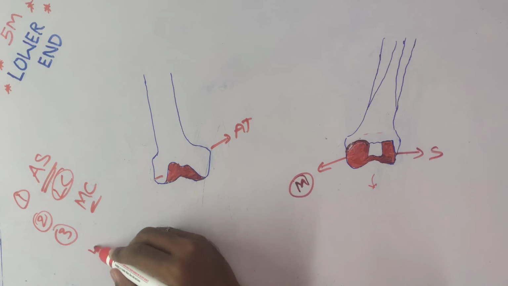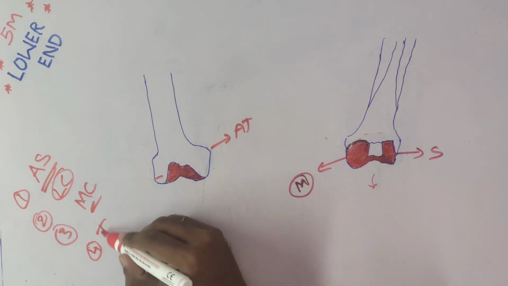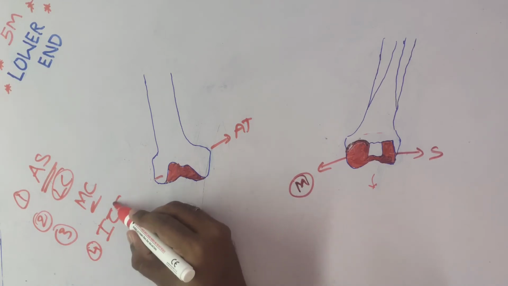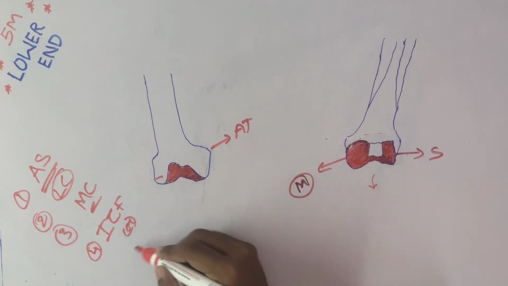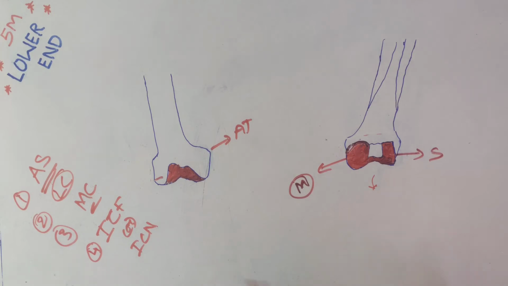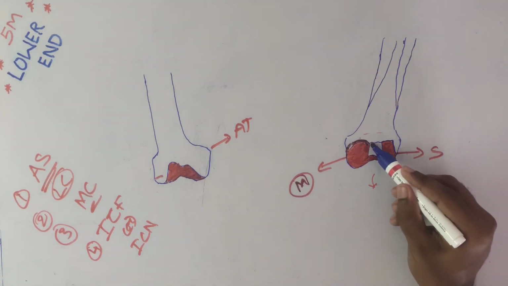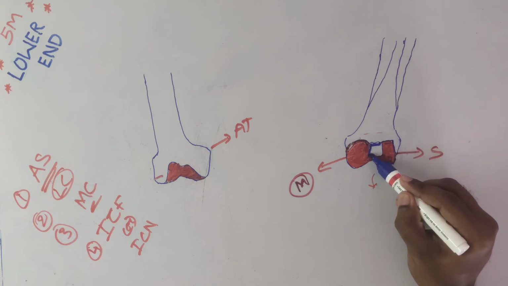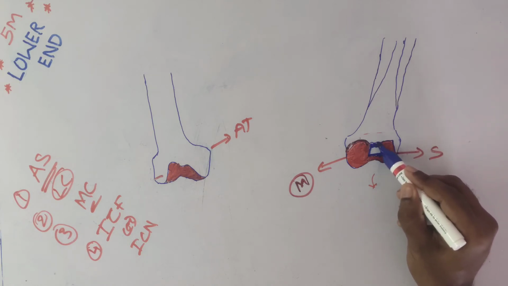Next, coming to the last point, the intercondylar fossa or intercondylar notch. This part I will draw with blue. This part is called the intercondylar fossa or intercondylar notch.